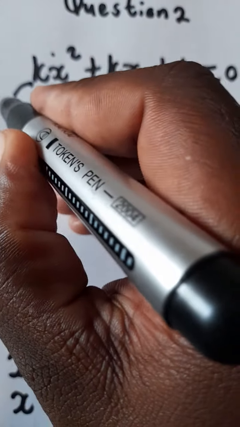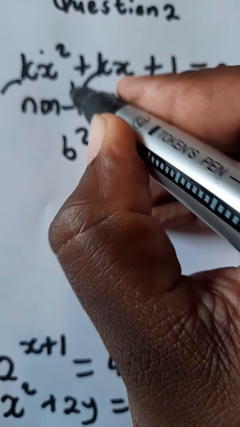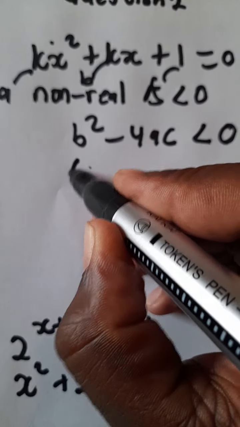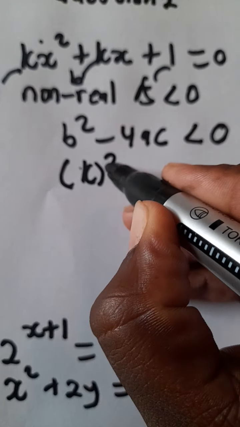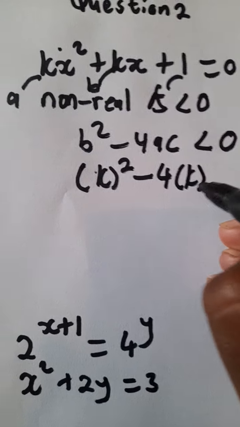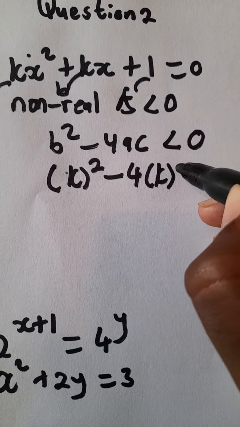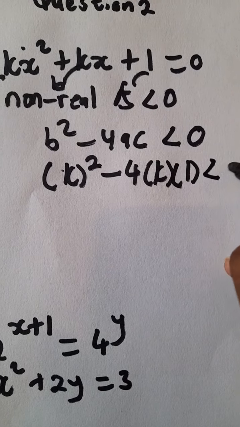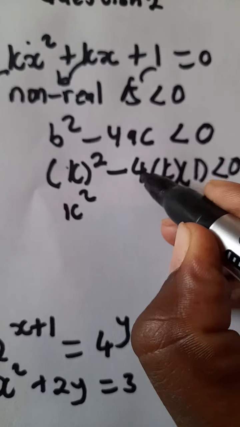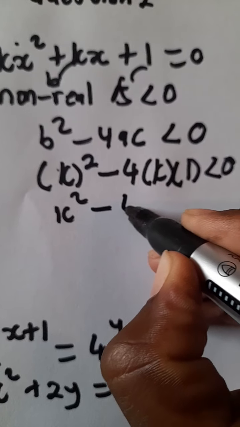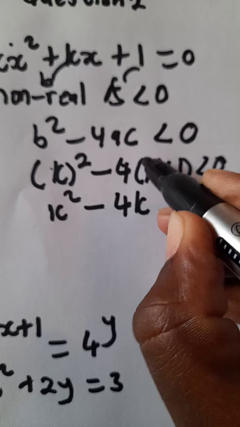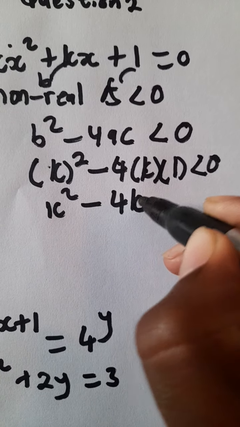So this is our a according to the quadratic equation, b, and this is our c. Where there is b, you place k, so we are going to say k squared. Let's substitute. What is our a? It's k. What is our c? Our c is 1, which is less than 0. So let's square this: k squared, minus 4, multiply everything there. It will be negative 4k, because negative 4 multiplied by k is negative 4k, multiplied by 1 is negative 4k.